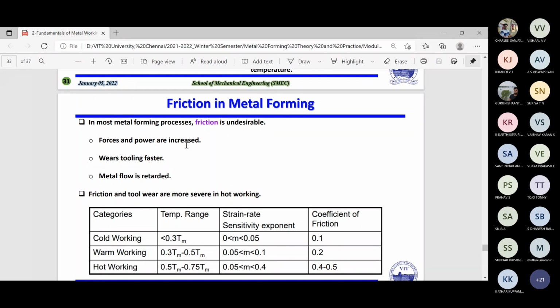One is that forces and power are increased. If you have some friction there, you have to apply some power or force to overcome it. Then the wear on tooling is faster. The third one is that metal flow is retarded. So if you are getting some friction, some properties will be affected, and you have to do something about it.